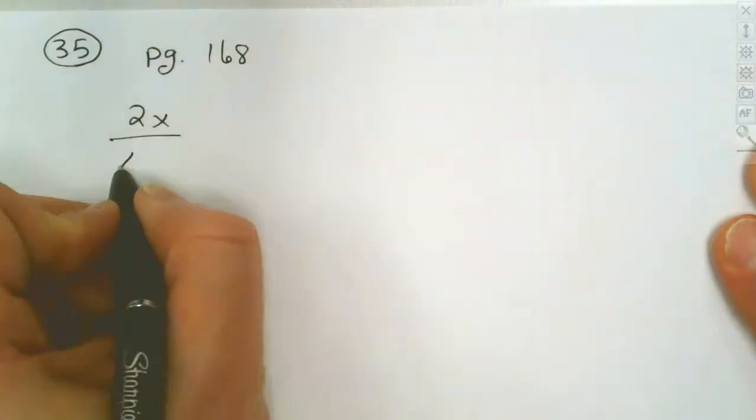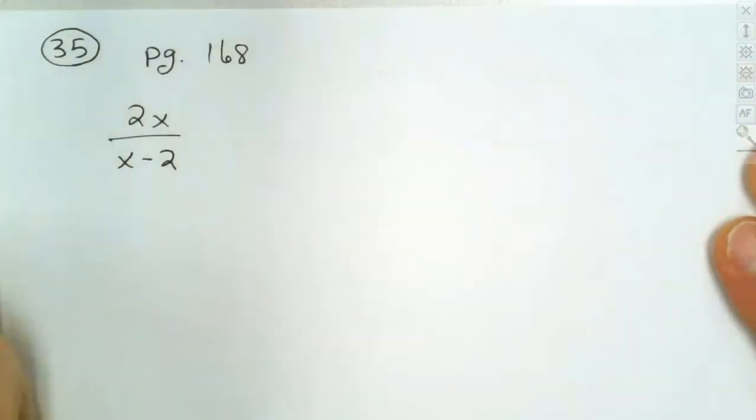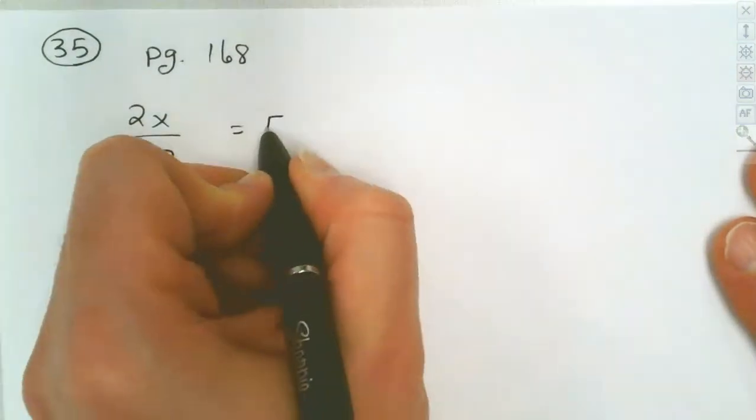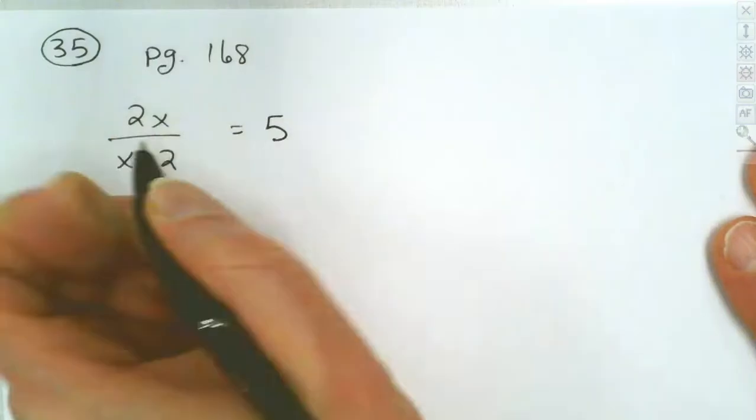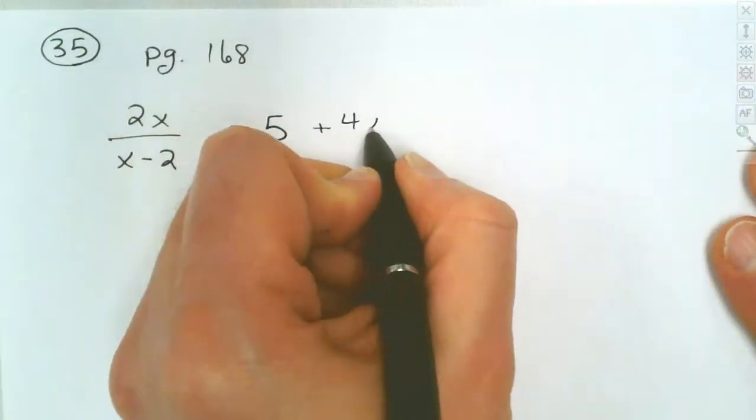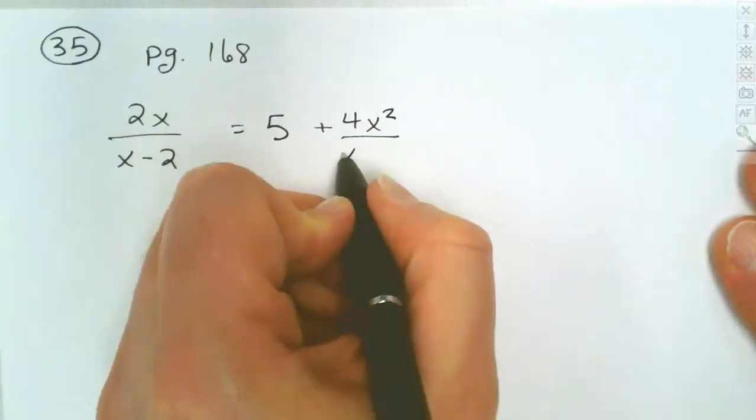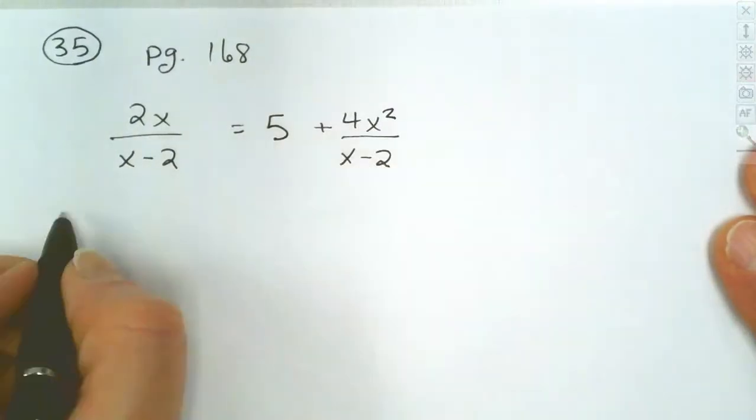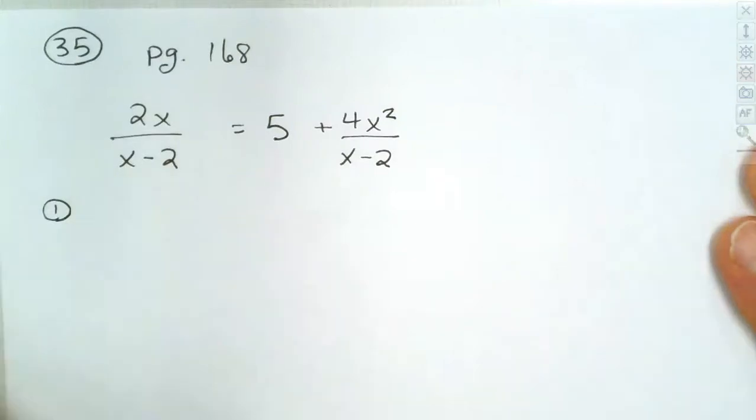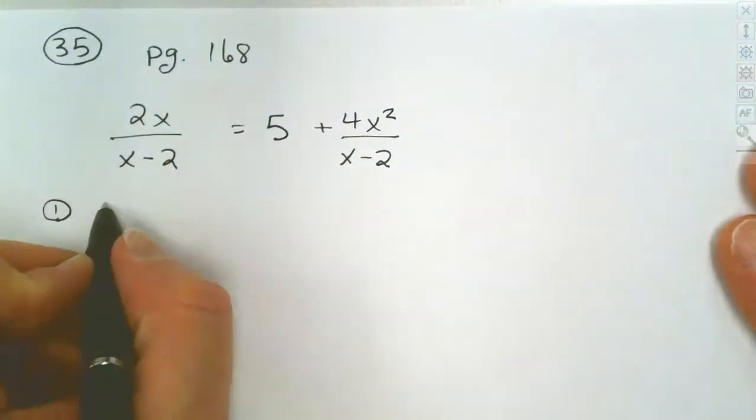So we have 2x over x minus 2 equals 5 plus 4x squared over x minus 2. So again, we have fractions, so we need to find the number or numbers not in the domain.